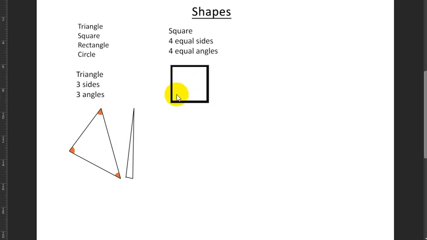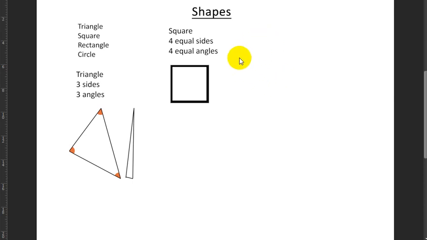So if I had a ruler and I measured, okay, how long is this side? It would be the same as this side and this side and this side. They're all the same. It also has 4 equal angles, which means that if I measure, okay, how big is this angle? How open is it? It would be the same as this one and this one and this one. So that's a square.